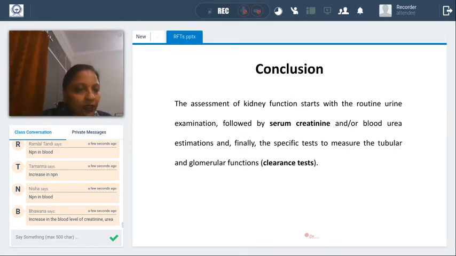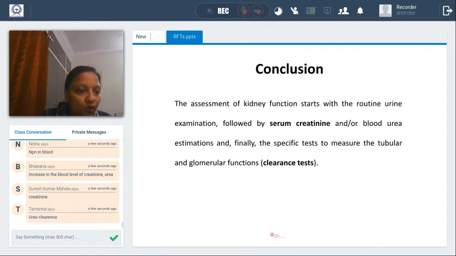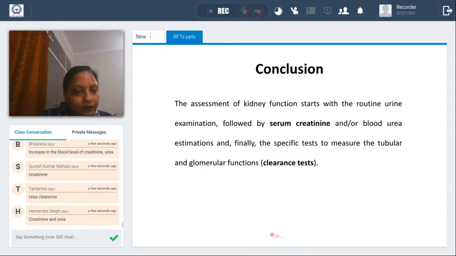So name any two clearance tests. Please write in the box two clearance tests of kidney functions. Name of the clearance test. We have already studied in this class. Name any two clearance tests. Yes. Urea clearance, creatinine clearance, inulin clearance. Okay.